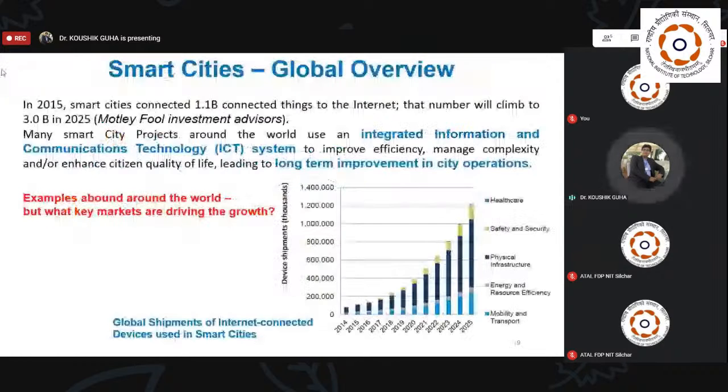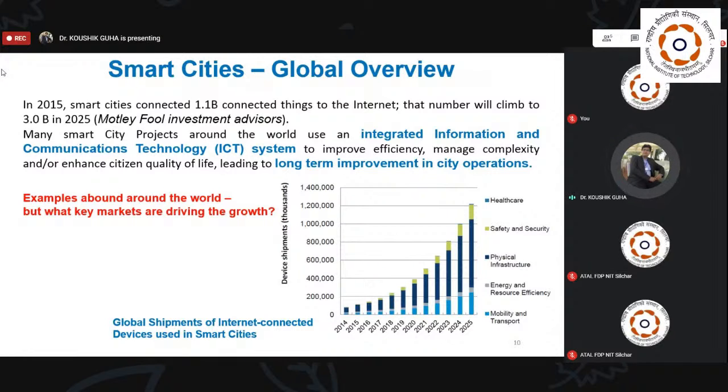Now, if we look at some global overview, in 2015 smart cities connected 1.1 billion things to the internet, and this number will climb to 3 billion in 2025, according to some study.